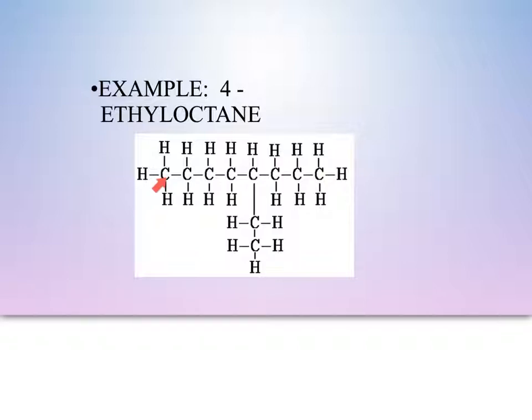Now if this is carbon 1, I have this chain coming off of the 5th place. But if this is carbon 1, I would have this chain coming off of the 4th place. And I want my chains to come off of the smallest carbon number possible. So this is carbon 1, and I would have this little chain coming off of carbon 4. So I would say 4, telling me where the little chain came off of. Ethyl, telling me the little chain is made up of 2 carbons. Octane, telling me that this is 8 carbons long.